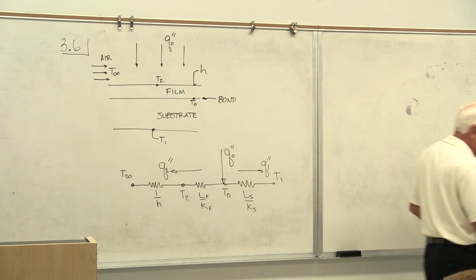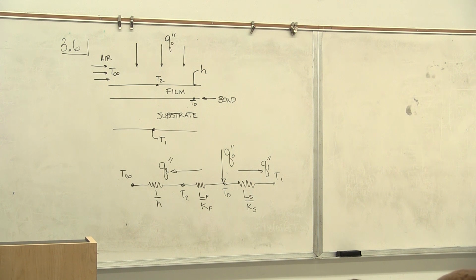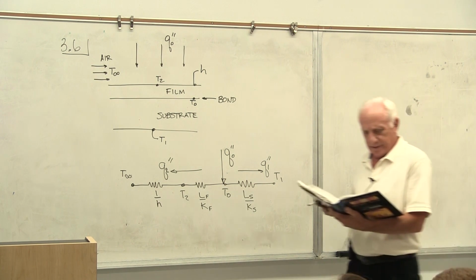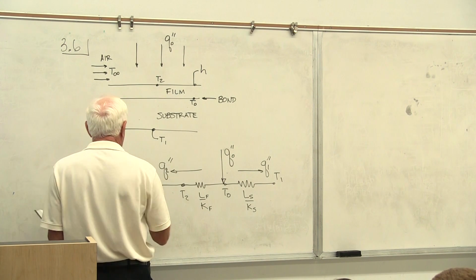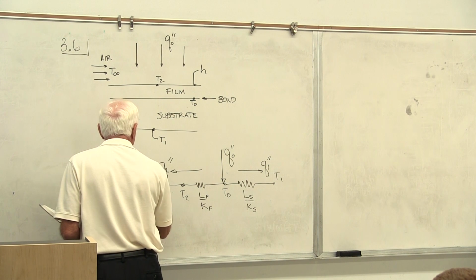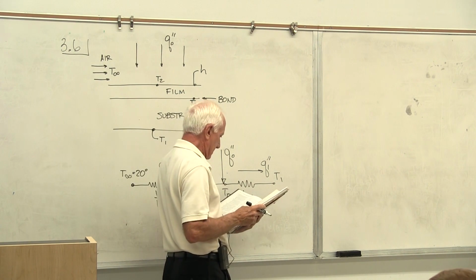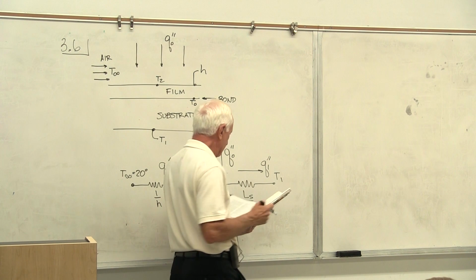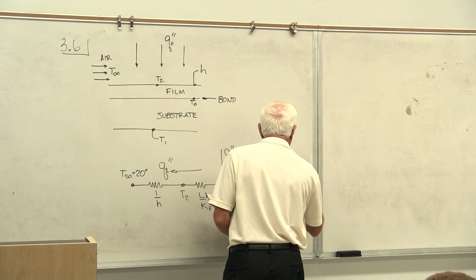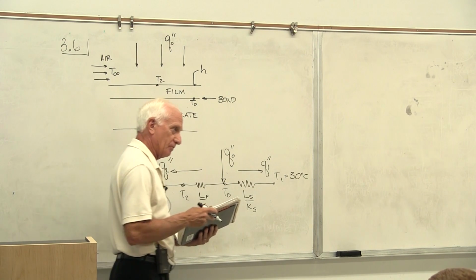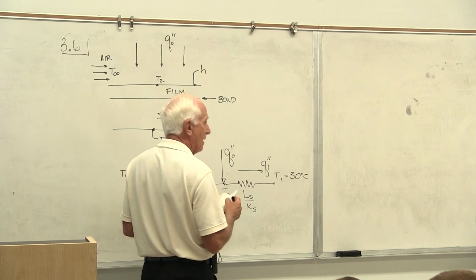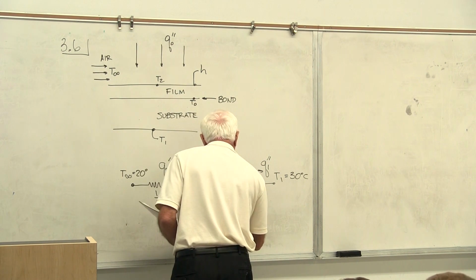Okay. Now, let's see what part B is. For part B, he gives us numbers now. Once you draw in the picture, he says T infinity is 20, T1 is 30. You have to get the bond surface up to a temperature of 60, or the film won't be bonded to the substrate. So he tells us T naught is 60.